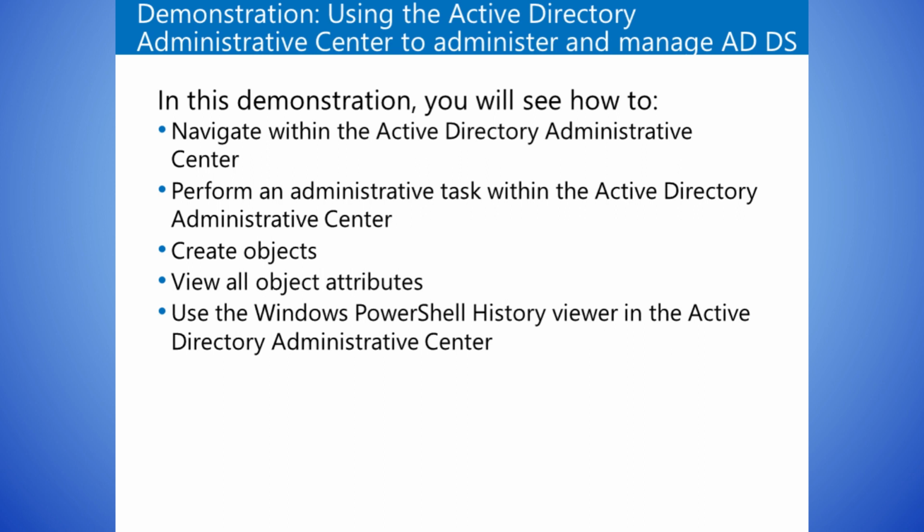Use the Windows PowerShell History Viewer. 1. Open the Windows PowerShell History pane. 2. View the Windows PowerShell command that you used to perform the most recent task. 3. On LON-DC1, close all open windows.